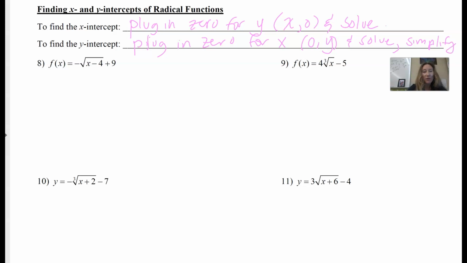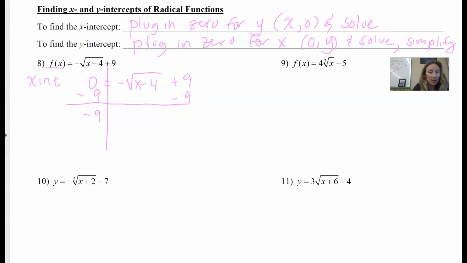So for number 8, I want to find the x-intercept. That's going to be a little bit more time consuming, and then I'll go back and find the y-intercept. So the x-intercept, I'm going to make y equal to 0. So f of x and y are interchangeable, so I'm going to say 0 is equal to negative rad x minus 4 plus 9. Now I'm going to isolate the radical, and to do that, I'm going to subtract 9.